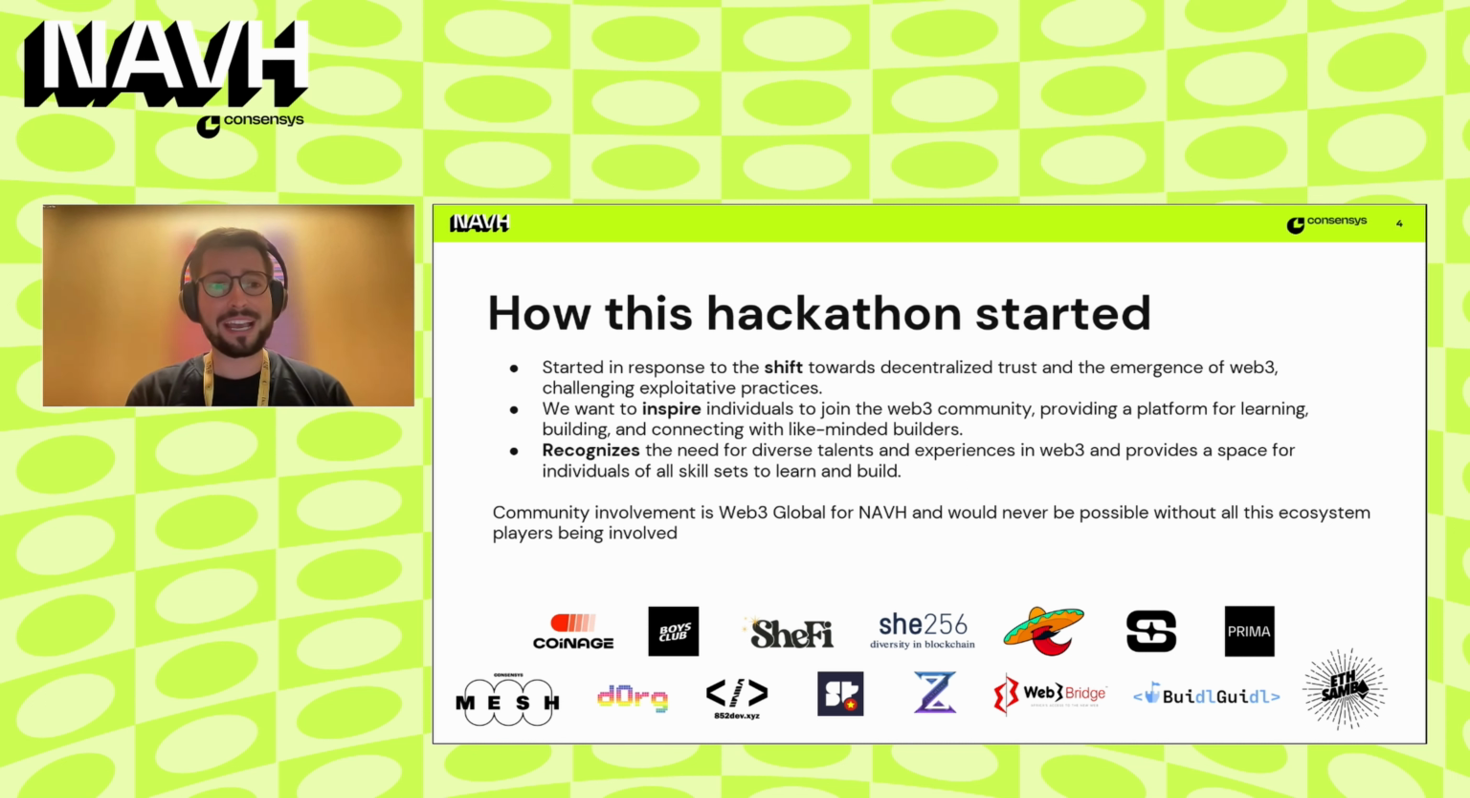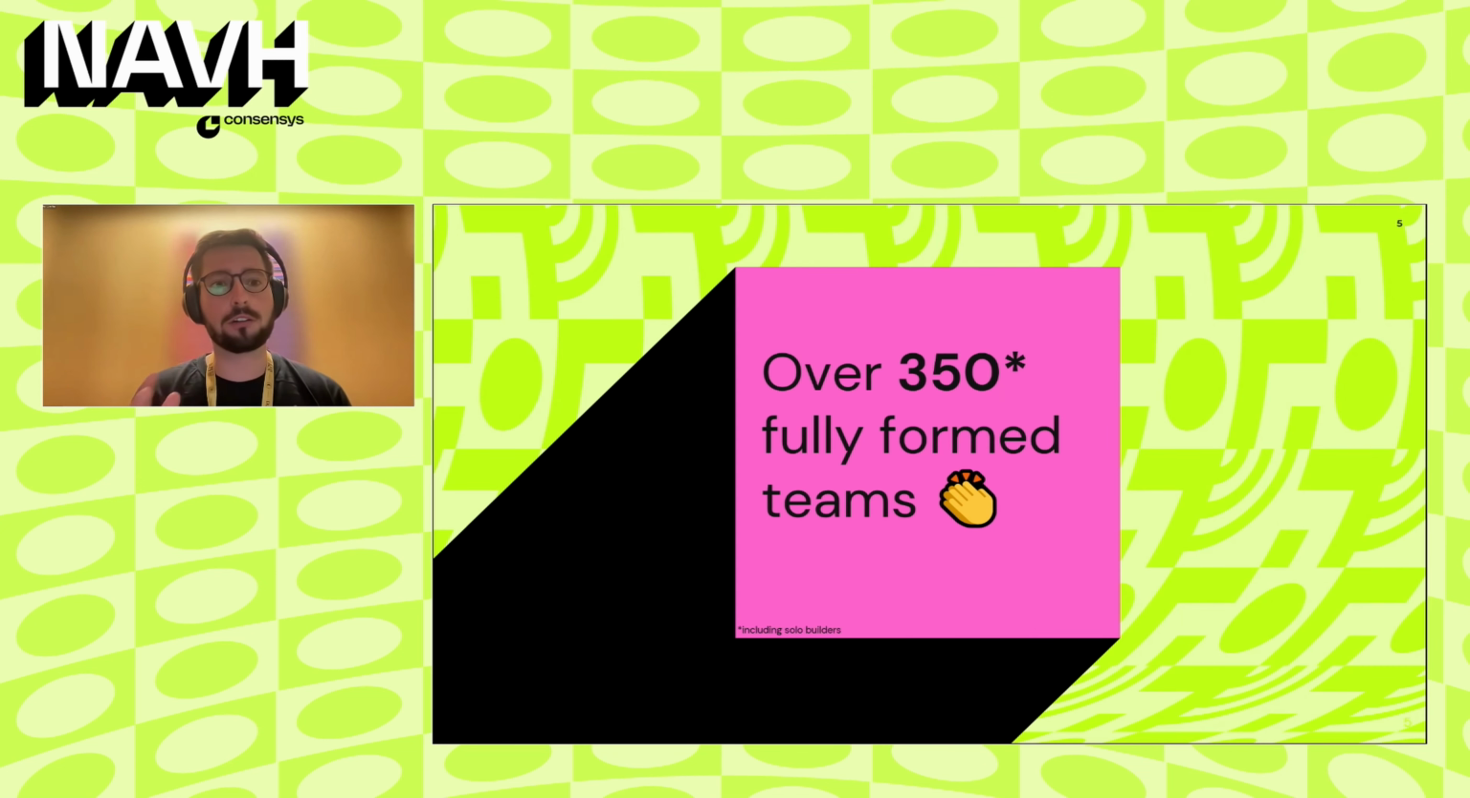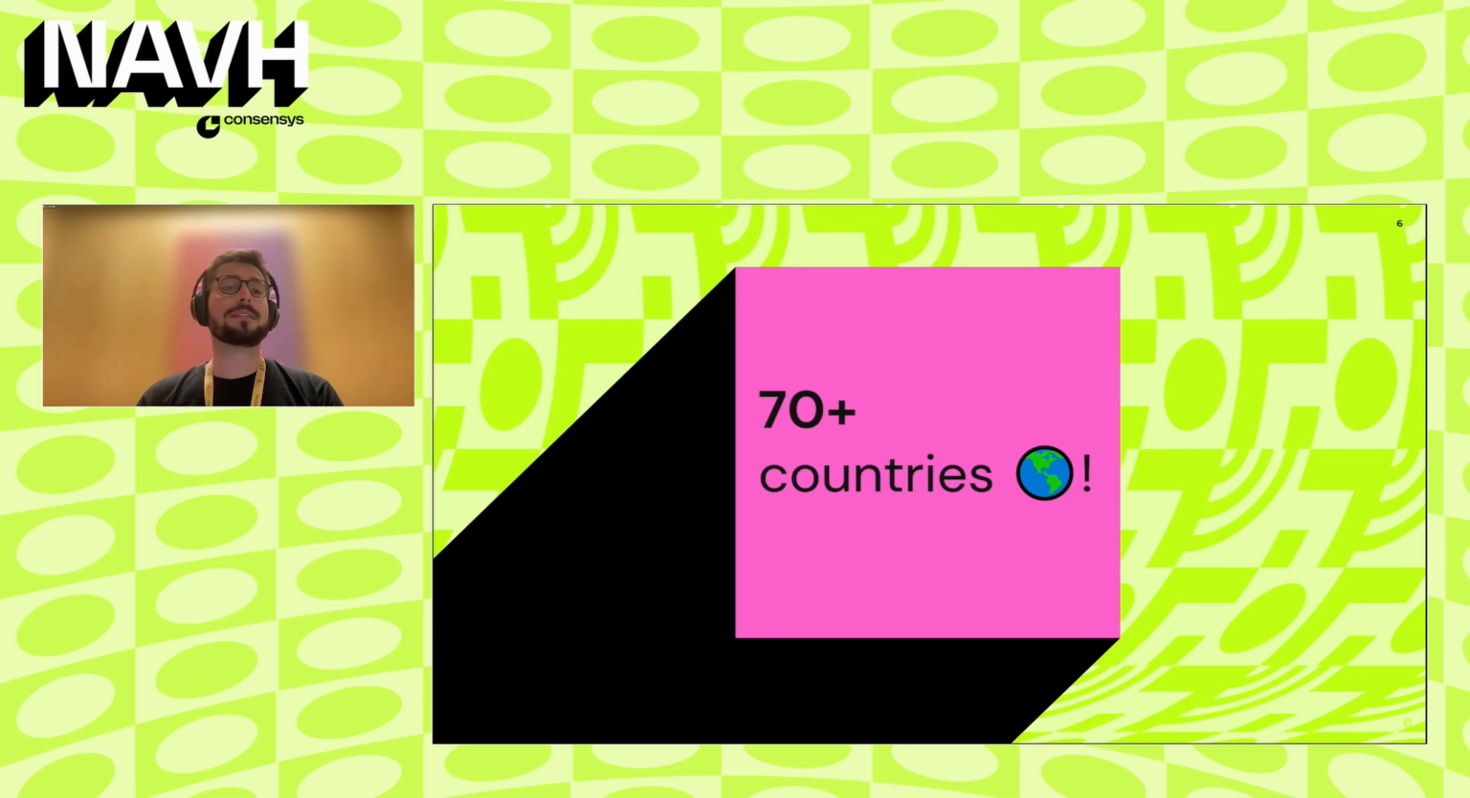So, quick three bullets to show where we are today. Just one week after we launched this hackathon, we already have over 350 fully formed teams, including solo teams. And I remind everybody that if you have builder friends, they can still apply. That's definitely a possibility. Next, we have more than 70 countries. I think that's quite cool to see, not just decentralization, but how global we are in terms of hacking. And I trust you, this is not just another virtual hackathon, like the name says.